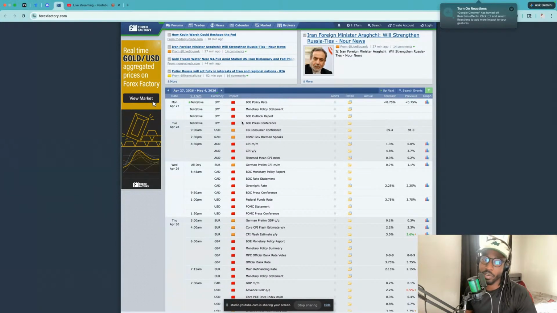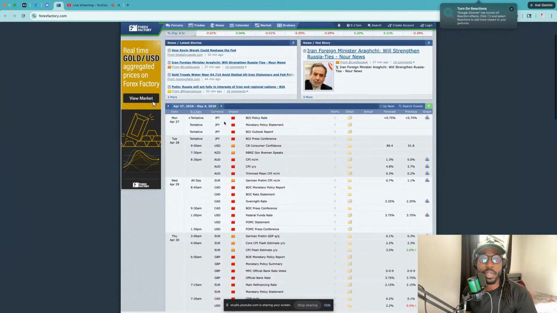Yellow is moderate, gray is light impact. So right now, as of Monday, we have some JPY news. We're not trading anything from the Japanese yen or anything that's affected by Japanese yen, so we don't have to worry about that as far as fundamental analysis.